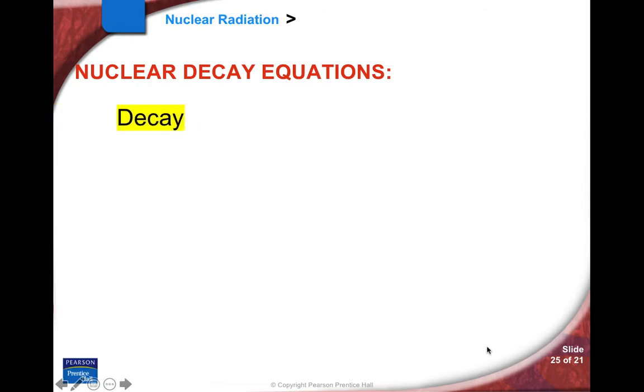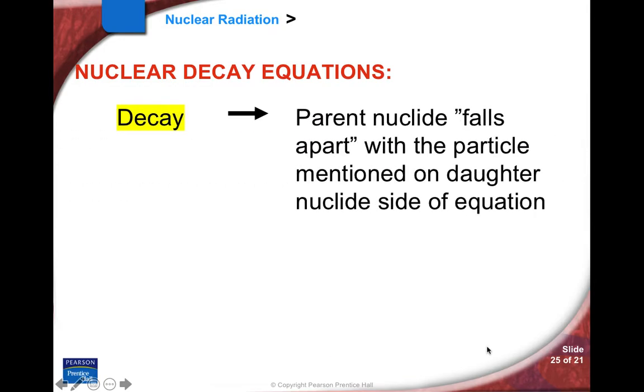A couple other terms that we need to be familiar with. Decay. And of course, decay is a word you've probably heard before. Decay means something falls apart. When we're talking about a nuclear decay, the parent nuclide will fall apart. And with the particle that's mentioned, like alpha decay or beta decay, that particle is on the product side, or the daughter nuclide side, of the equation. So we'll see a lot of that.